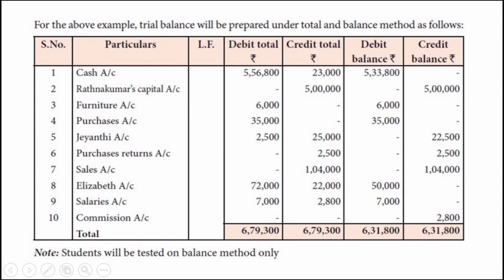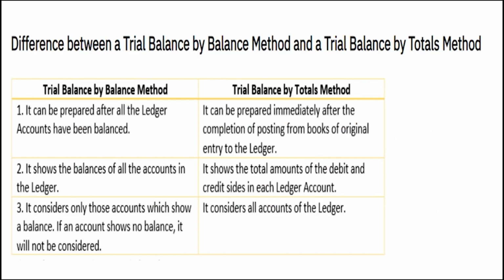So students will be tested only on balance method. These 2 methods are not in use. We don't make these trial balances, so we make trial balance only using balance method. That is only helpful for us. Fine. So what are the major differences? Why is one method so much in use and the other method hardly used? Let's have a look at these differences also.